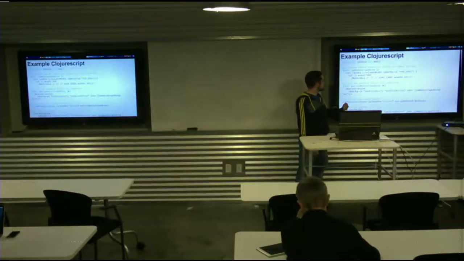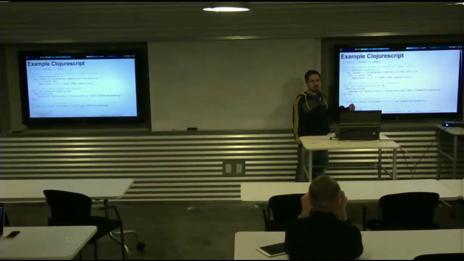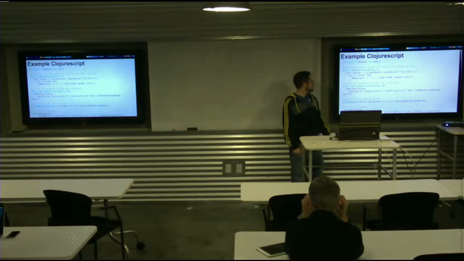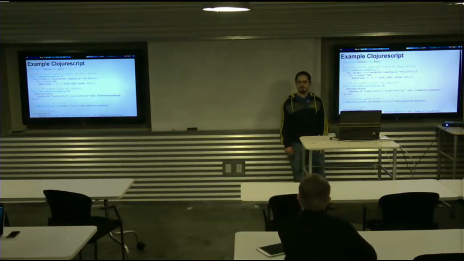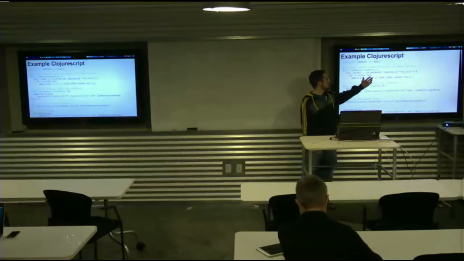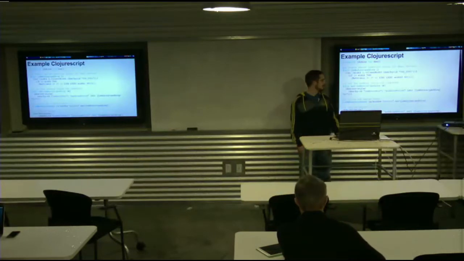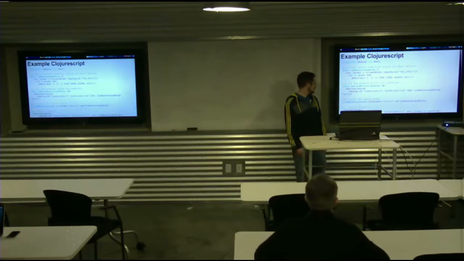Anytime you're using ClojureScript, if you see a dot, it means it's a method call. And if you see a dot dash, it means it's a property or an attribute. So in this case, client width is just the width. It's not really a function. And then add event listener is actually doing something. So that's the method call.